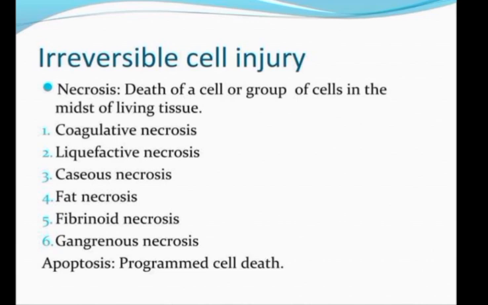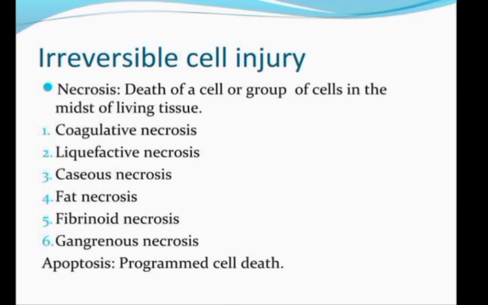Mild injury or short duration ischemia will lead to reversible cell injury, whereas severe injury or prolonged ischemia will result in irreversible cell injury and cause cell death. Example, a brief interruption of blood supply to the myocardium may cause reversible injury, whereas prolonged coronary artery occlusion will lead to myocardial infarction.